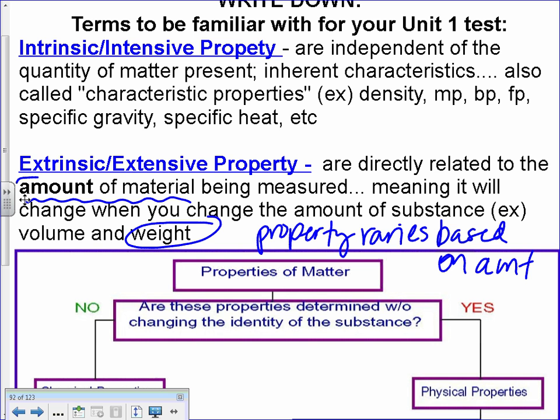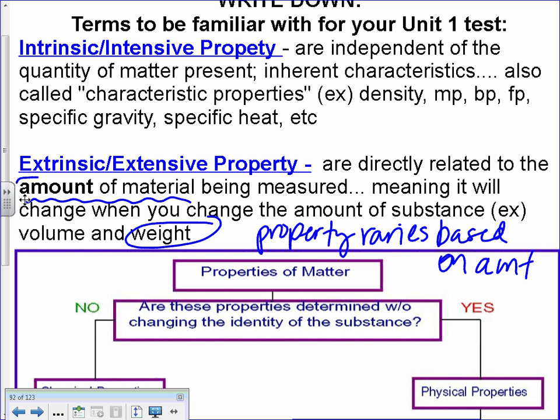So if you know that it's going to vary if you have more or less of the matter, then it's going to be considered an extrinsic property. The opposite of that would be a property that doesn't matter if you have 1 gram of the substance or a billion, bajillion, cajillion grams of it, right? It's always going to be the same property. The numerical value of it doesn't change, or the description of it doesn't change, for example.